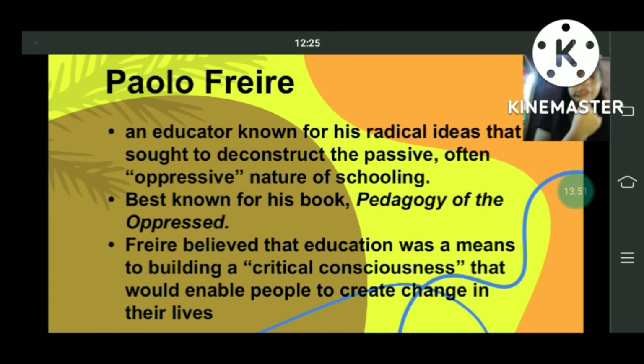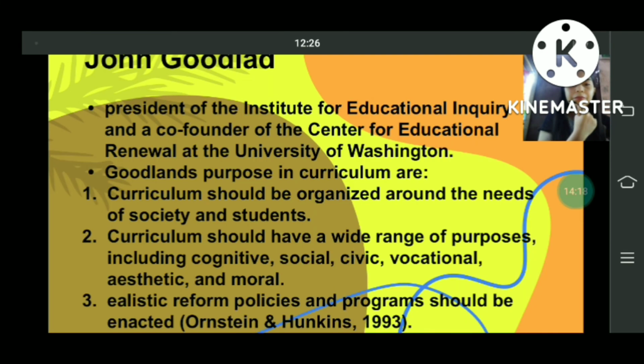According to Paulo Freire, an educator known for his radical ideas that sought to deconstruct the passive, often oppressive nature of schooling. He is best known for his book, Pedagogy of the Oppressed. Freire believed that education was a means to building a critical consciousness that would enable people to create change in their lives.